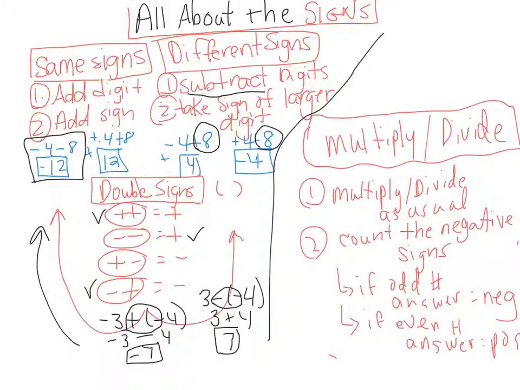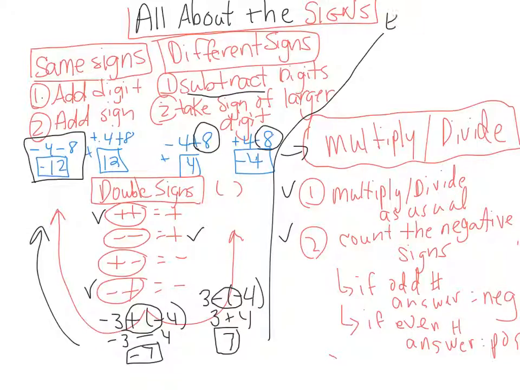And multiply and divide is over here. This one is generally easier than adding and subtracting numbers. Multiplying and dividing, you just multiply and divide as usual. And then you're going to count the number of negative signs. If the number is odd, like 1 or 3 negative signs, the answer is negative. If the number of negatives is even, the answer is positive.